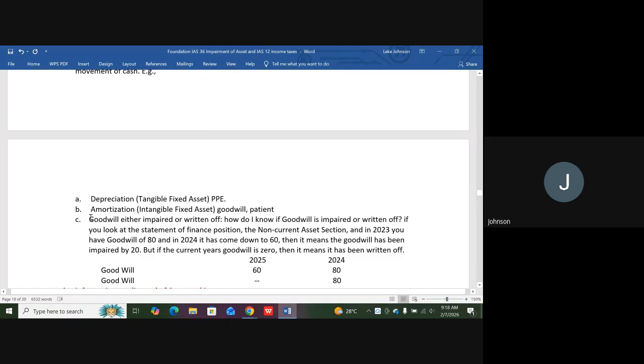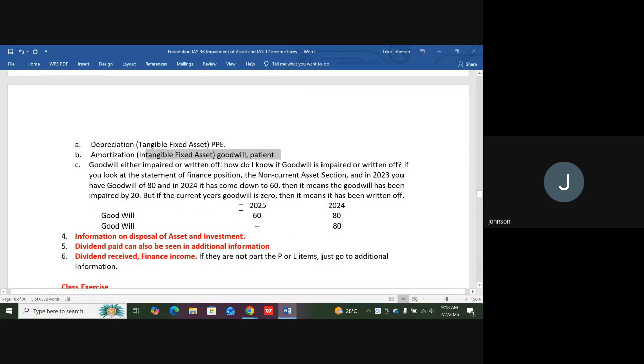The best way to check it, if they don't give you any additional information, is to go to your statement of financial position and check your non-current asset section. Under it, you will see the goodwill. Check the prior period and the current period. What is goodwill there, and what is goodwill now? So you should know whether it has been impaired or whether it has been written off.